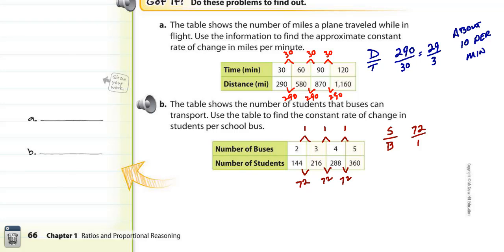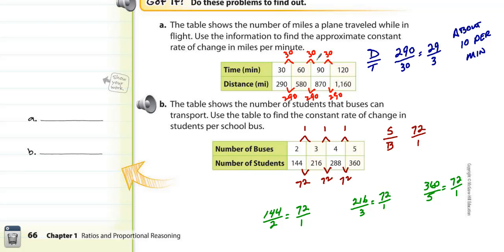So if you think back to unit rates, if you took 144 and divided it by 2 to get to a unit rate, you'd get 72 to 1. If you took 216 and divided it by 3 buses, you'd get a unit rate of 72 to 1. If you took the 360 and divided it by 5, what do you think? Yes, no shock there. You'd get a unit rate of 72 to 1. So we're not learning brand new things. We're learning different ways of looking at the same idea.